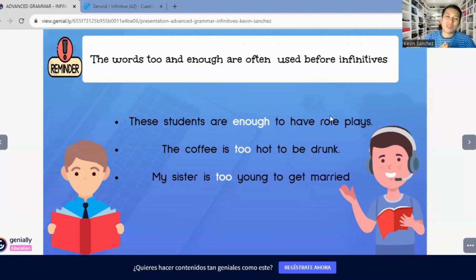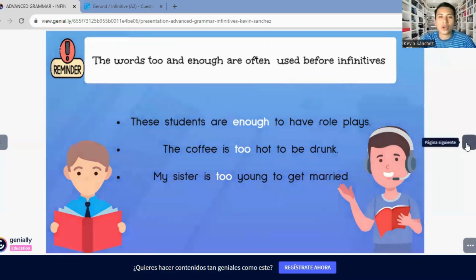Number two, the coffee is too hot to be drunk. So too hot, you have that word. After the word too, you have to use an infinitive, too hot to be drunk. My sister is too young to get married. Too young to get married. So that is telling you that you have to use an infinitive.